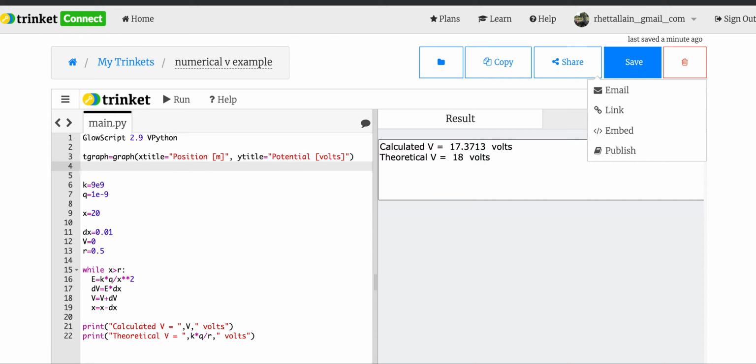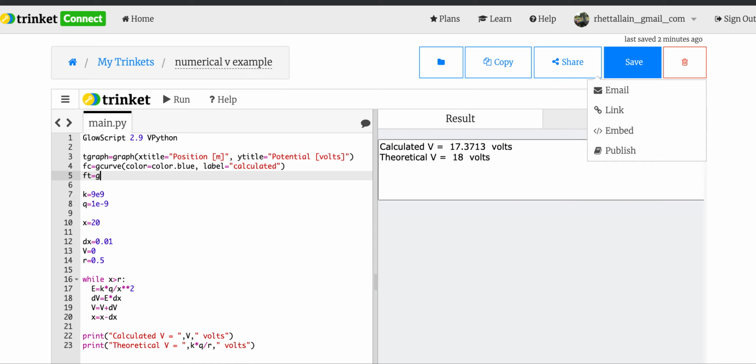Okay, now let's do two graphs. F calculated, it's going to be a type G curve, color equals color.blue. And let's give the label of calculated. And let's make another graph. FT for theoretical, G curve, color.red, and label equals theoretical.